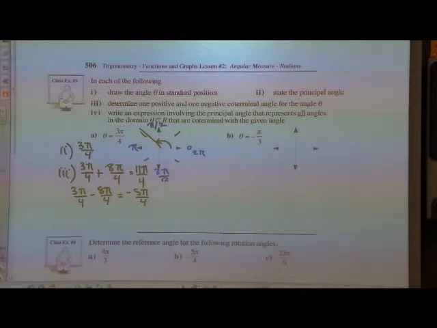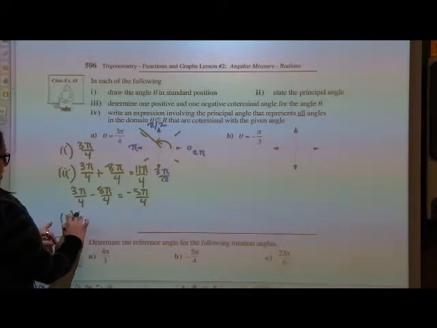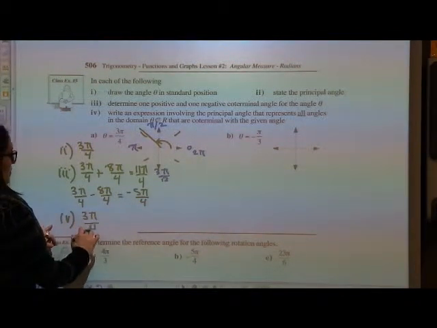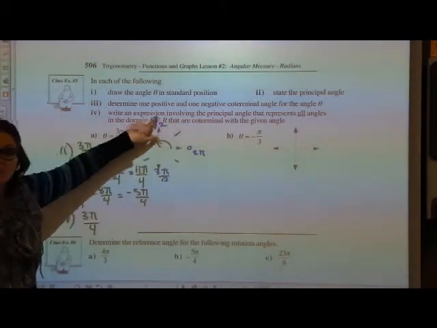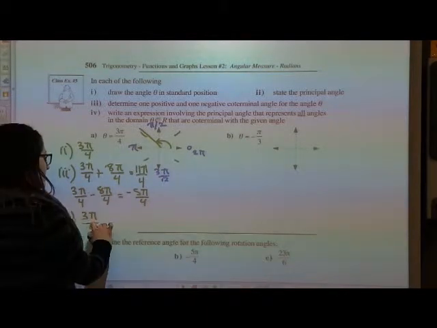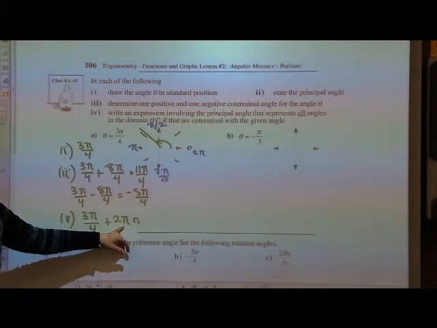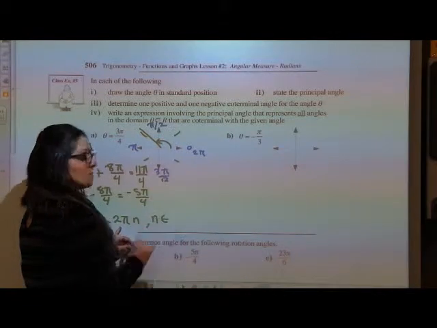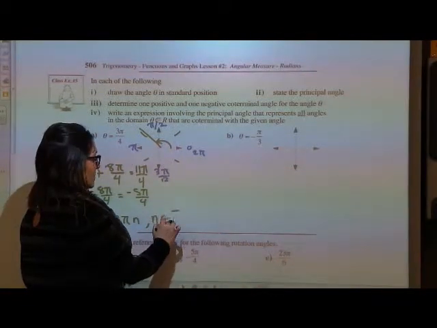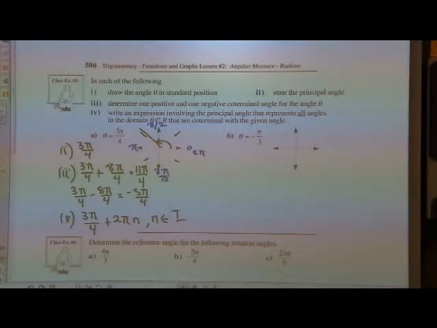And then it says, write an expression involving the principal angle that would represent all the angles that are coterminal with this given one. So the principal angle is my 3 pi over 4. And to get my coterminal angles, I add or subtract multiples of 2 pi. So instead of it being 360 degrees n, it's 2 pi n. But what does n have to be? An integer. Okay?